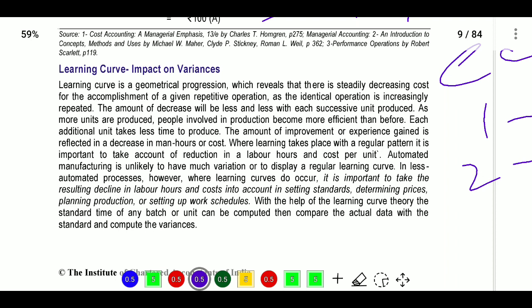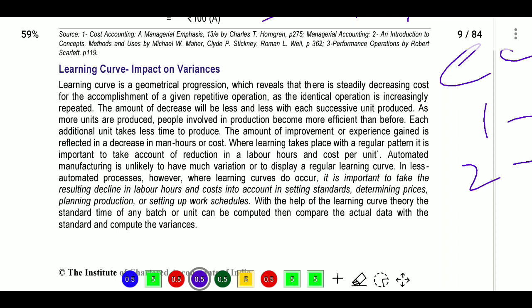How will it impact? The learning curve is a geometric progression which reveals a steadily decreasing cost of completing a given repetitive operation. When you are doing a repetitive operation, the cost will automatically decrease as identical operations are increasingly repeated. You are doing the same work again and again. The first time it takes more time, the second time it takes less time, and the third time it takes more or less the same time. That is the case.